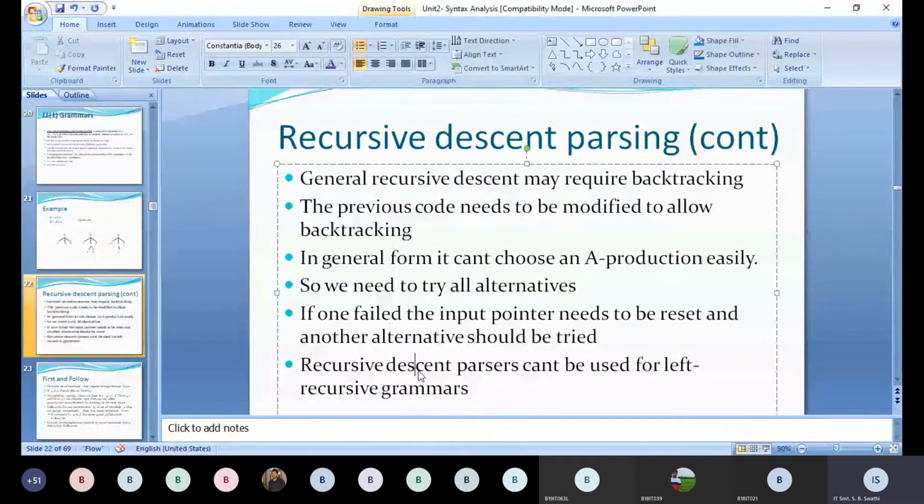And recursive descent parsing will not work if there is left recursion. If there is left recursion, that grammar will not be processed. It won't be read by the parser. So that is a condition over here. It can't be used for left recursive grammars. So definitely in top-down parsing, you need to take care of left recursion and left factoring. These two things should not be there.